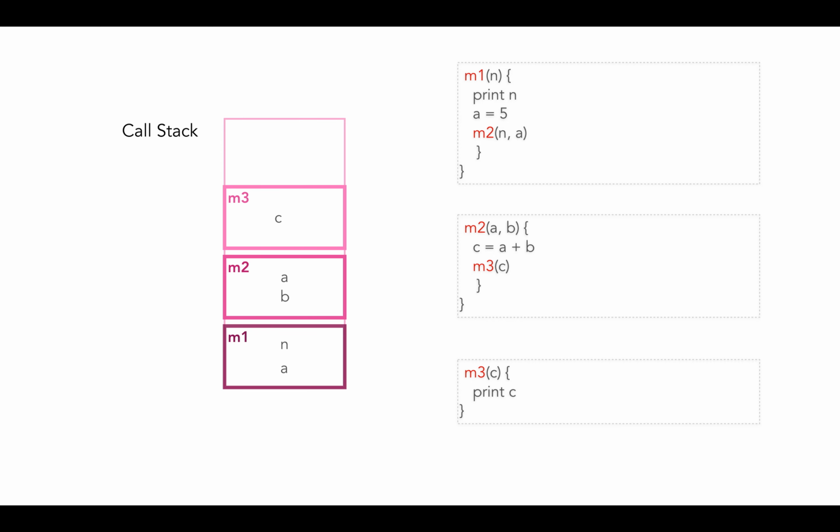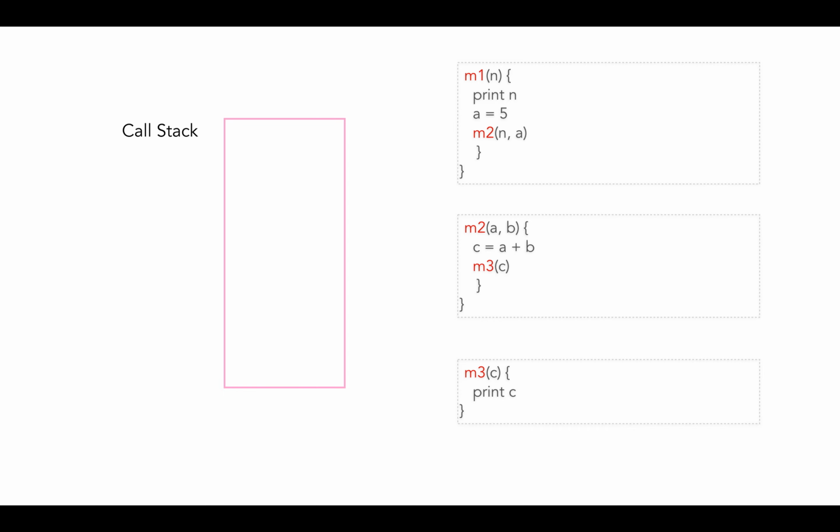A stack always follows last in, first out order, so the first method to completely get executed is the one that got added last, the one at the top of the stack, which is m3. So it will get executed, and after its execution, m2 executes, and at last m1 executes. So this is how it works.